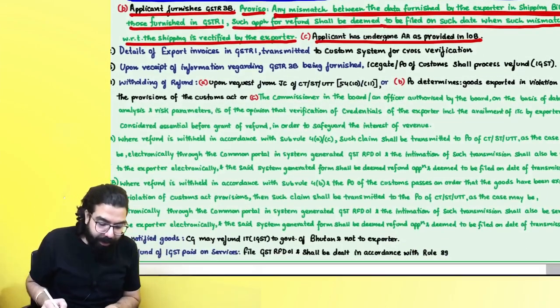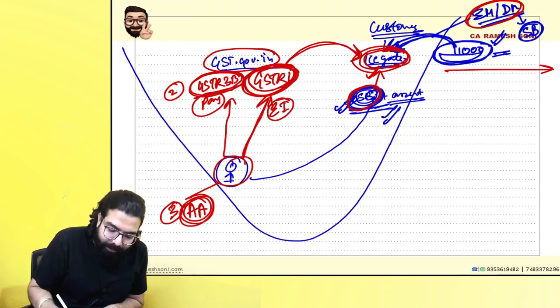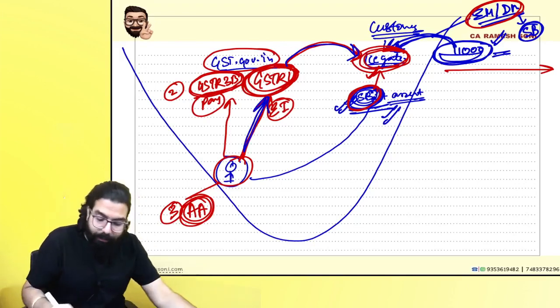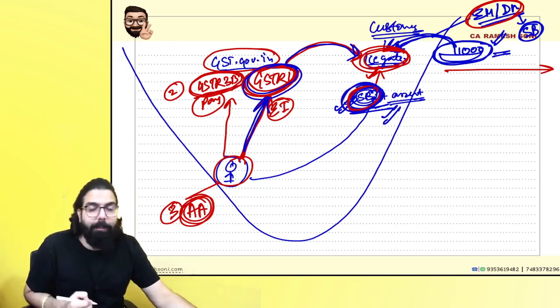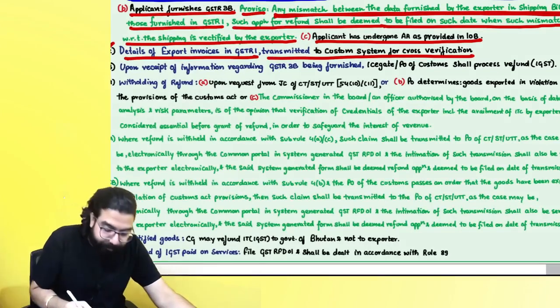The next one over here is, sir, details of the export invoices in GSTR 1 shall be transmitted to the customs automated system. I have told you anyway, whatever details you show in your GSTR 1 will go to the IceGate portal so that verification can be done, whether the same goods you are showing in the export invoices are shown in the shipping bill and you are exporting. So they will cross verify.